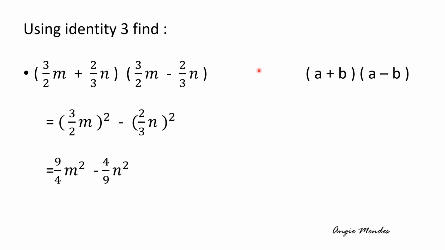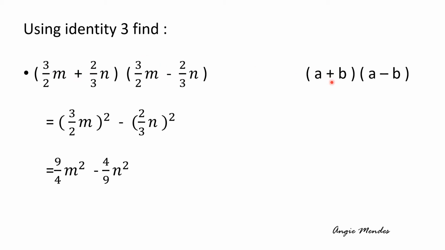Now let's look at identity 3. Using identity 3, you are asked to find the solution to this problem. This is (3/2m + 2/3n) multiplied by (3/2m − 2/3n). So here you can see in both cases we have a, 3/2m, and we have b, 2/3n. There is a difference in the operation here. So this is (a + b)(a − b).